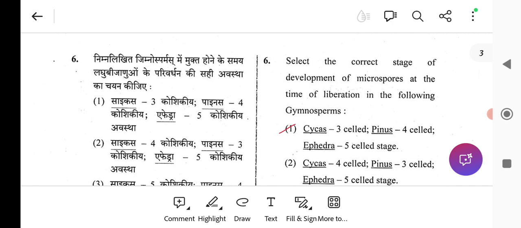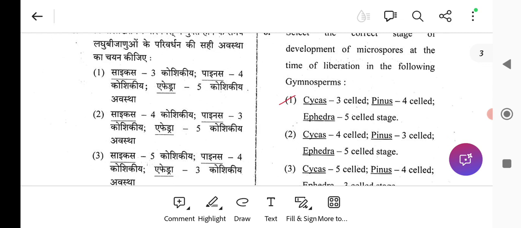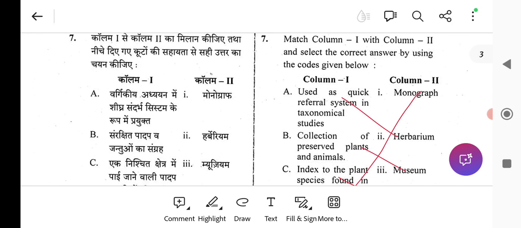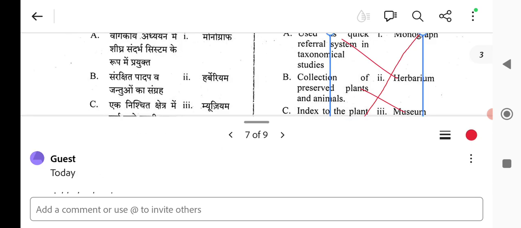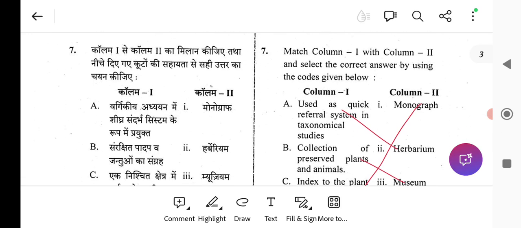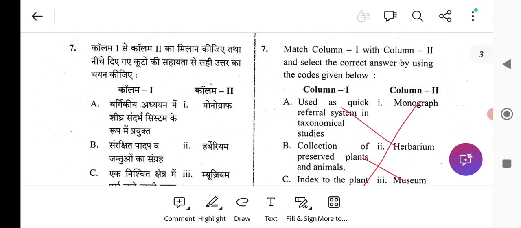Next: select the correct stage of development of microspores at the time of liberation in the following gymnosperms. At the time of liberation, in cycas the microspores are 3-celled, in Pinus 4-celled, in Ephedra 5-celled stage. Next: match column 1 with column 2 and select the correct answer by using the codes given below.